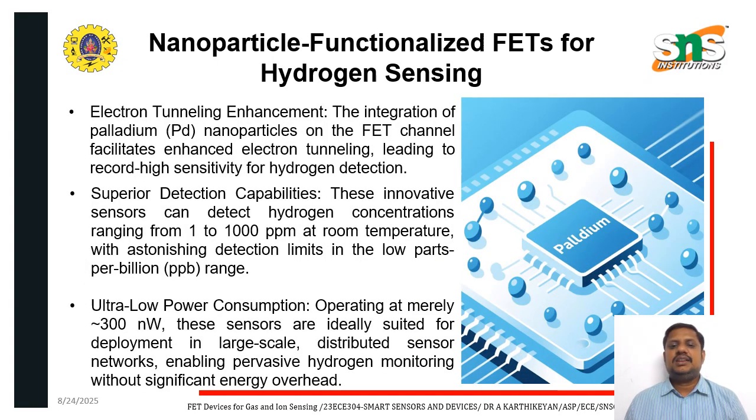And what is the function of nanoparticles in the FET? Mainly the integration is palladium. We can use palladium for the tunneling purpose, and it gives more sensitivity compared to the other materials we used here. The hydrogen detection is also good. Here we have a range of 1 to 1000 ppm at room temperature, with detection down to low parts per billion, varying from 1 to thousands. And ultra low power consumption is the main advantage. It works at the 300 nanometer level. These are the main functions of the hydrogen sensors using the FET.